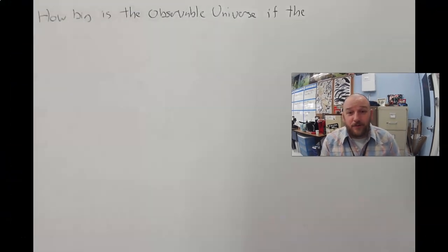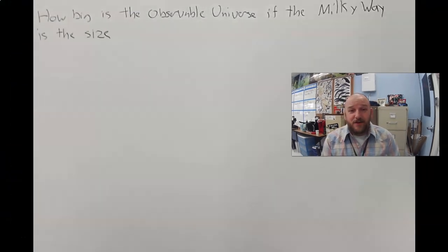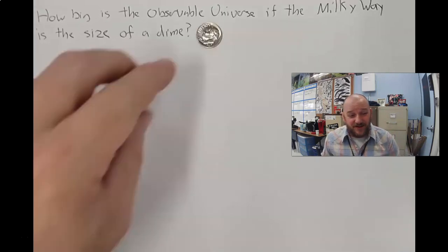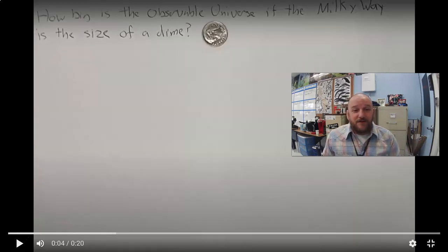What I'm going to try and explain is how you would make a scale model. And for our purposes, I'm trying to answer a question that I've had for a pretty long time. Because I think we know the Milky Way is really big, and we know the universe is big, but how big is the universe, right? So how big would the observable universe be if the Milky Way was shrunk down to the size of a dime? And I think this is a pretty phenomenal question.